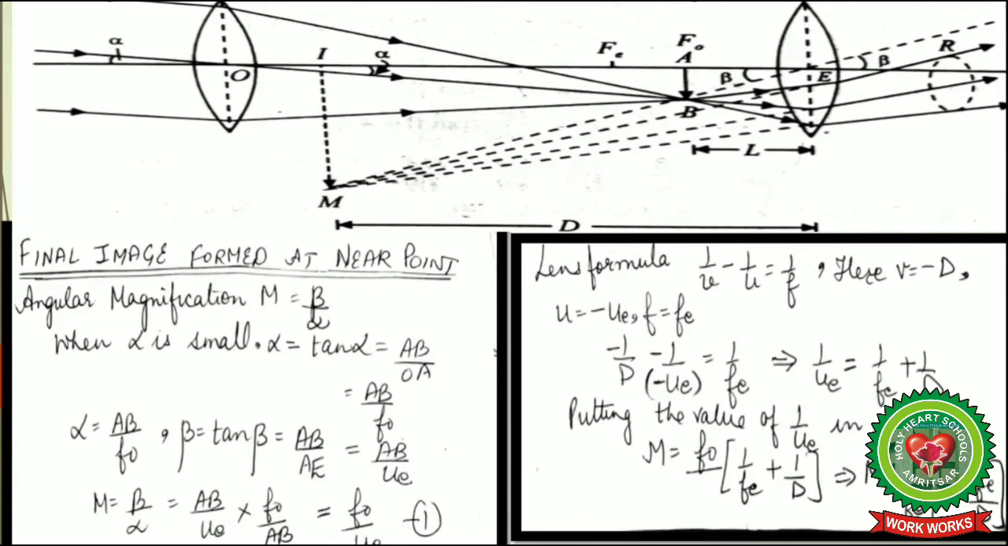Now let's start with the second case when the final image is formed at near point. Now here we can see objective lens and eyepiece. Objective lens has higher focal length as compared to the eyepiece. Now the rays of light which we can see are coming and they are at an angle of alpha with the lens. These rays meet at a point known as f0.